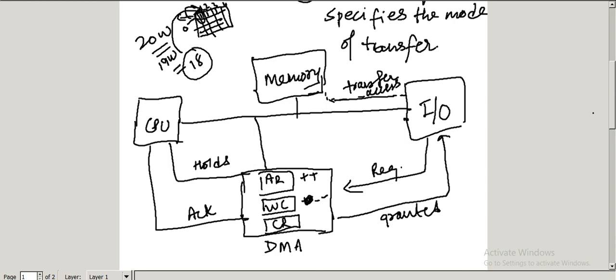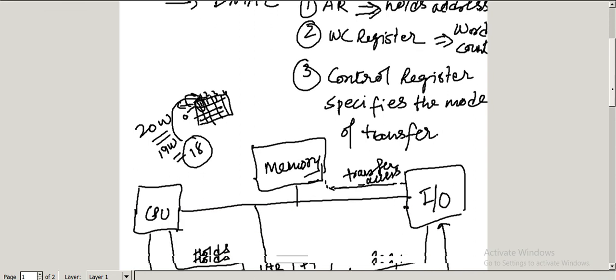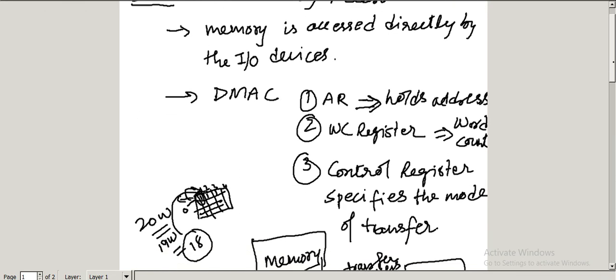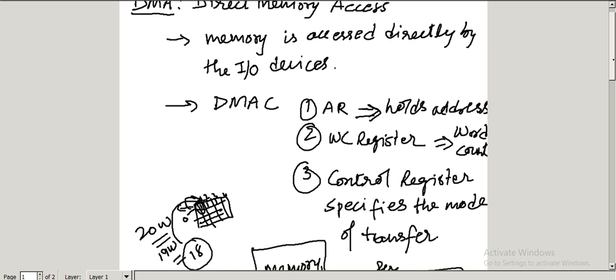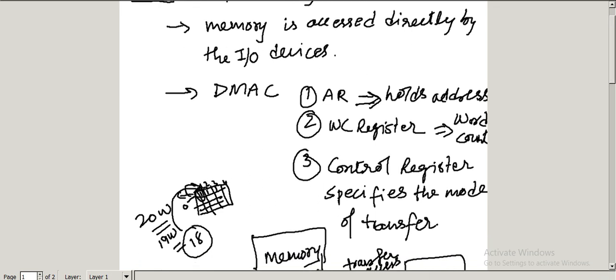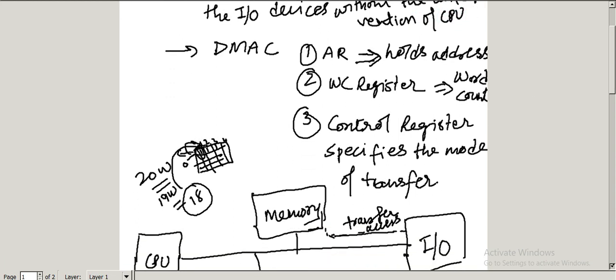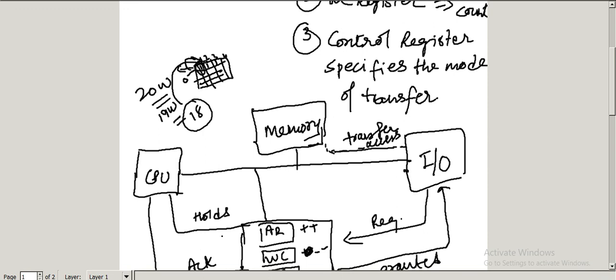So this is your DMA. When I look back at the definition, memory is accessed directly by the IO devices without the intervention of the CPU, because as in the diagram we can easily see that the CPU holds for some time.